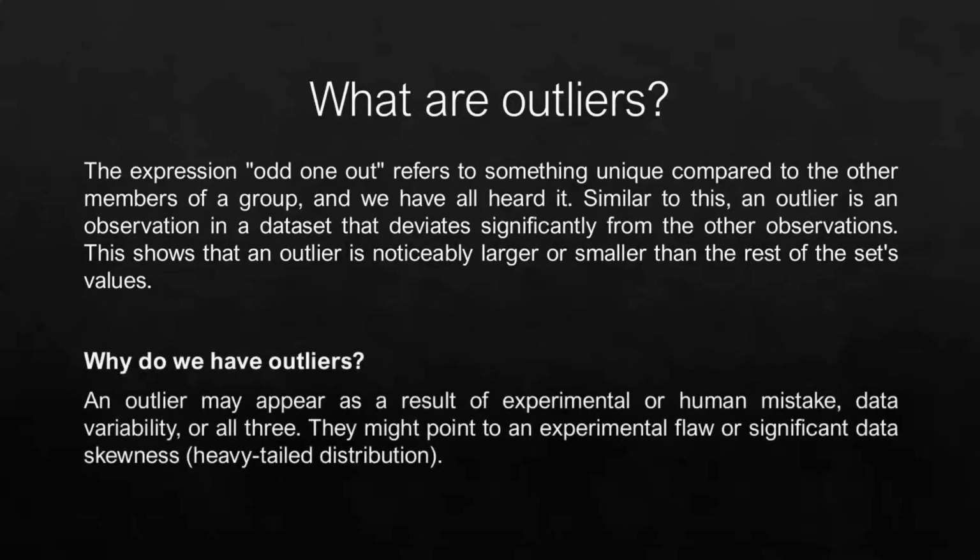Now, why do we have outliers? An outlier may appear as a result of experimental or human mistake, data variability, or all three. They might point to an experimental flaw or significant data skewness, heavy-tailed distribution.